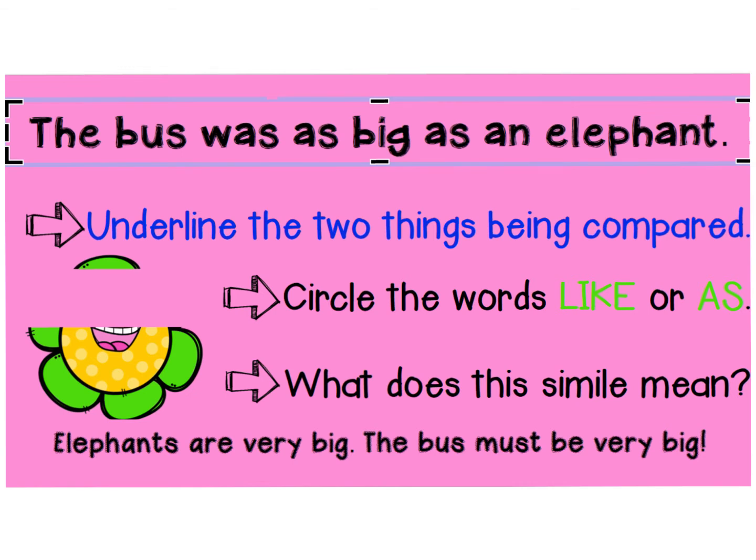Let's look at this simile. The bus was as big as an elephant. In this simile, we are comparing two things. What are the two things being compared? A bus and an elephant. We are going to underline like or as, and in this simile we have as, so we have as here and as here. What actually does this simile mean? Well, elephants are very big, so the bus must be very big.